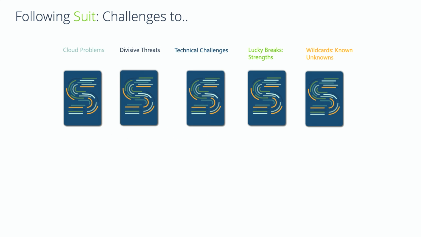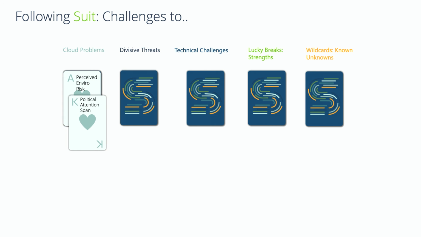All right. All of these problems can be summarized through cloud problems, which are kind of emotional, nebulous problems, divisive threats, technical challenges. We have a few lucky breaks in our deck, and of course, a few wild cards. So on cloud problems: perceived environmental risk, political attention span, it's short. Partners, magical thinking. Our partners, especially abroad, have some very magical thinking about how great the world is. They see the world as they think it should be, not how it is.